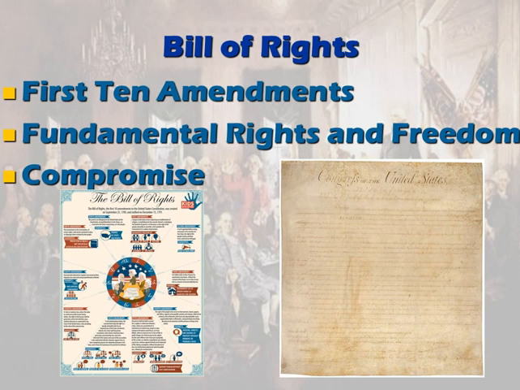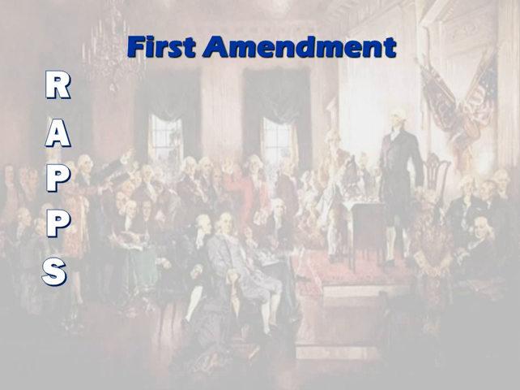The Bill of Rights is a compromise. Again, it is what we get to make the Anti-Federalists happy. The Anti-Federalists want the rights listed, and so that's what they're going to get in the Bill of Rights. So if we go amendment by amendment, the First Amendment to the Constitution can be remembered by the easy acronym RAPS: Religion, Assembly, Press, Petition, and Speech.